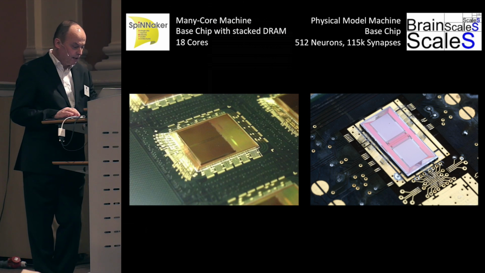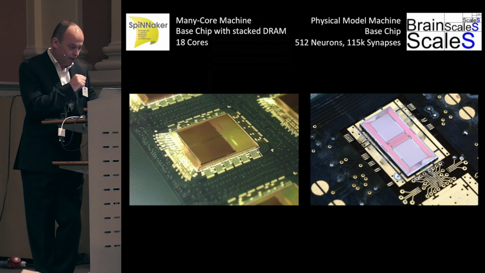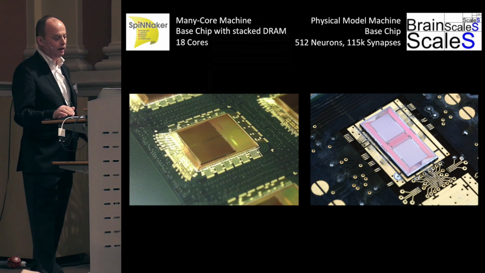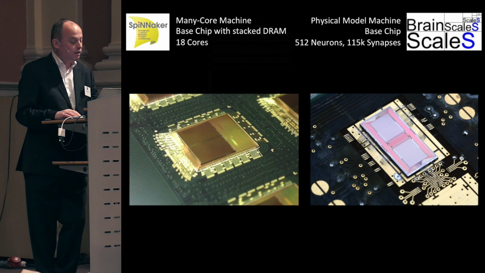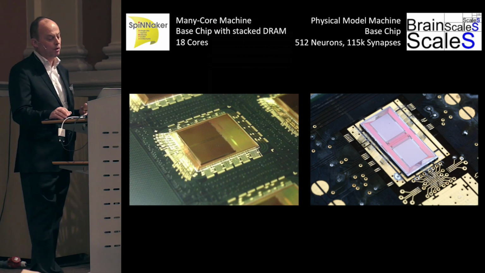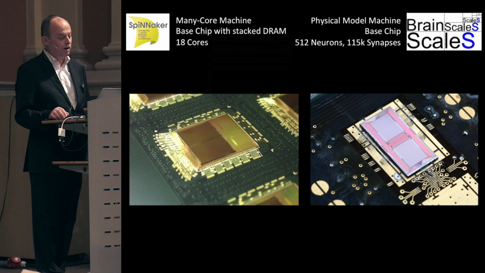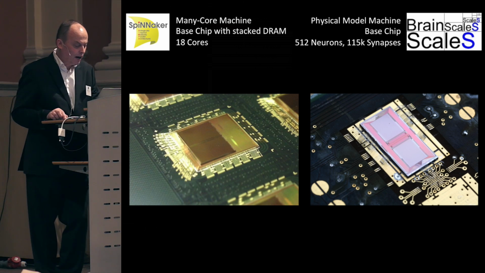On the left photo, you see a single chip of SpiNNaker. Actually, it's not this chip you see there, but the DRAM stacked on top, but the 18 cores are underneath. The physical model machine on the right looks kind of similar, and it has about the same size. But of course, it's very different conceptually. You see the two white spots there, or gray spots, which are the synaptic fields, with about 50K neurons each, 100K in total, and about 500 neurons on the chip.